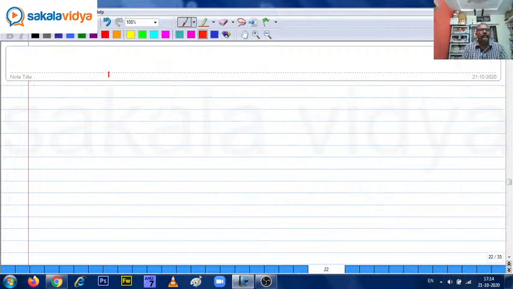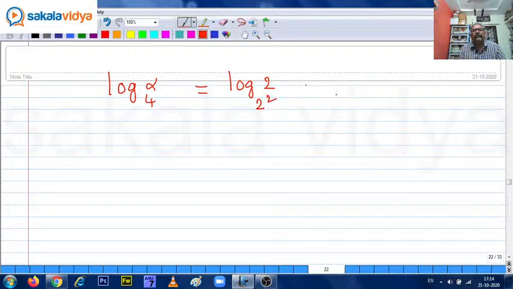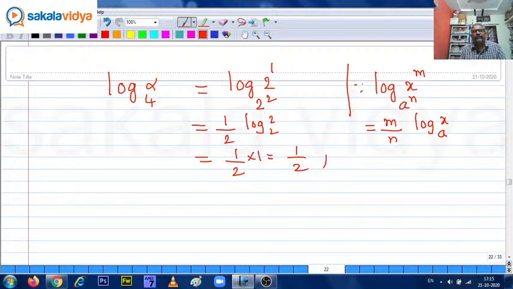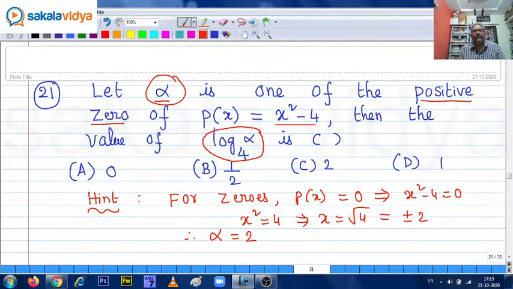Next, we need to find log alpha to the base 4. This we can write as log 2 base 4, which means base 2 square. So we have one formula: log x to the power of m to the base a to the power of n is equal to m by n times log x to the base a. So this is 2 power 1, 1 by 2 log 2 base 2. Log 2 base 2 is 1. So 1 by 2 into 1 is 1 by 2. This is the answer. So option B is the right option.